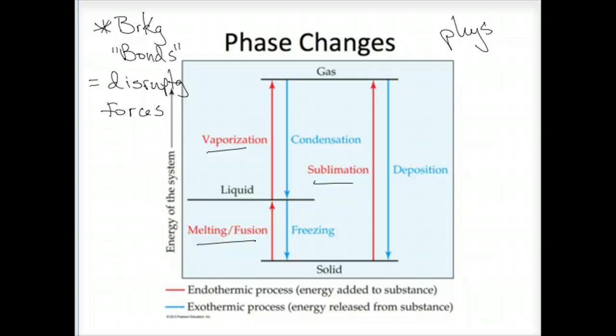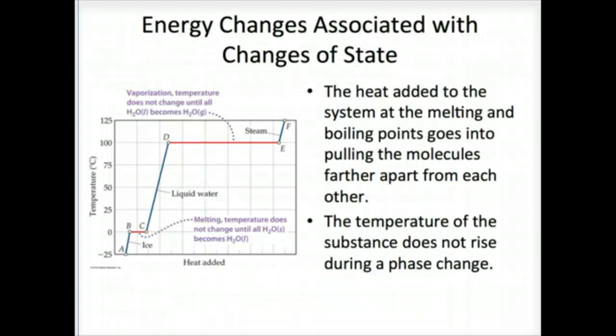The less energy, the fewer the forces. Now when you look at a heating curve, which is what we are traditionally used to seeing, where you have the solid down here, the liquid in the middle, and the gas up top, we're comparing heat to temperature. Notice how things change.